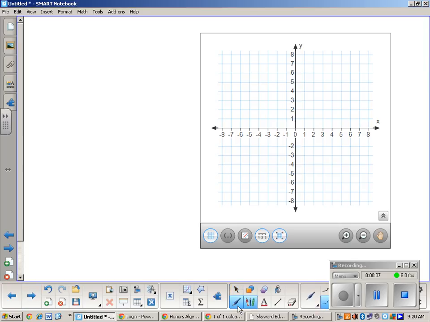Look at y equals 10 over x, we could find some values, okay?